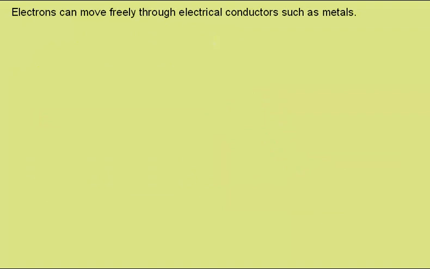Electrons are able to move freely through electrical conductors such as metals. They cannot move through insulators such as plastics.